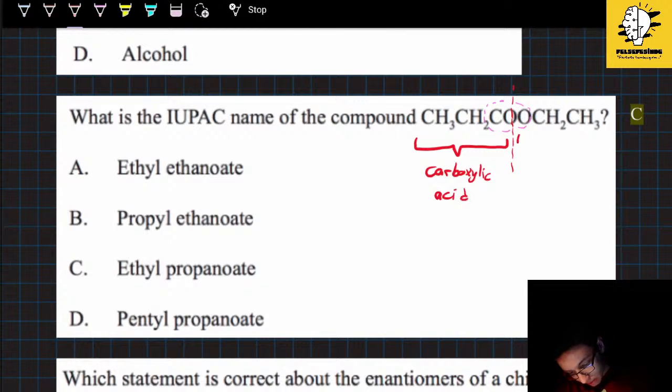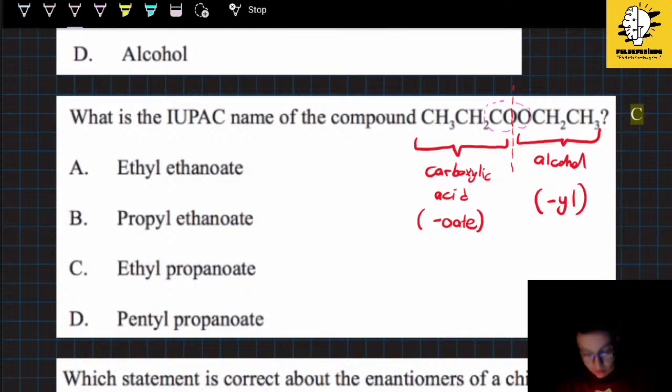And this part will be your alcohol. So what did we say? Add -oate for your carboxylic acid and -yl for your alcohol group. So let's have a look at it.